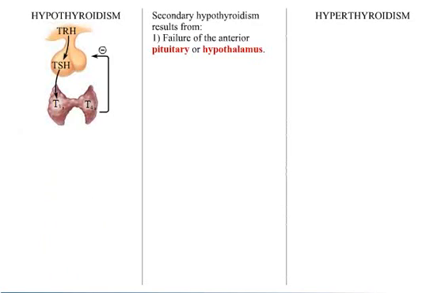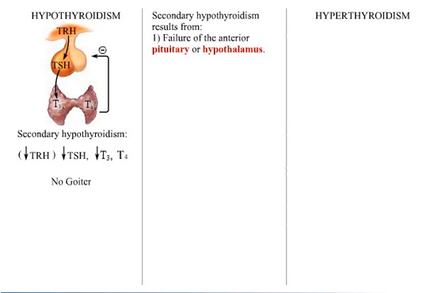Secondary hypothyroidism results from failure of the anterior pituitary or hypothalamus. In this condition, when thyroid-stimulating hormone, and possibly also thyrotropin-releasing hormone, levels are low, T3 and T4 levels diminish. Because TSH levels are low, secondary hypothyroidism will not be associated with enlargement of the thyroid gland. Click Continue to see a summary of hypothyroidism.